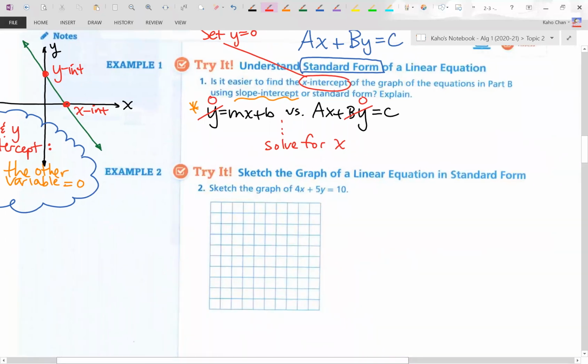All right. So this is no longer y equals mx plus b. This is all about ax plus by equals c. We're going to sketch the graph using a technique called the intercepts. We have 4x plus 5y equals 10. That is in standard form. Keep that in mind. We are going to graph it by using a technique called X and Y intercepts.